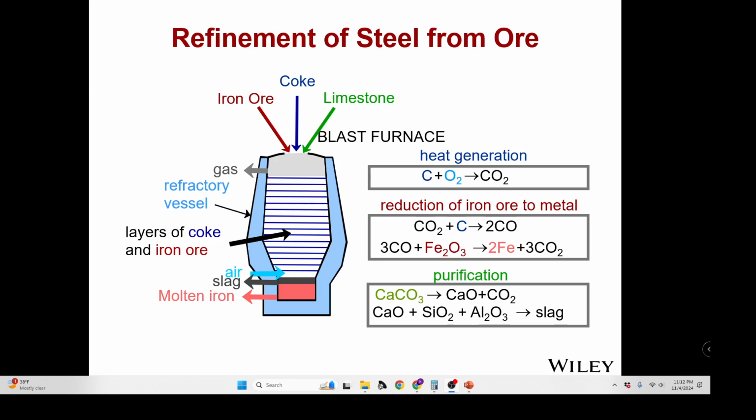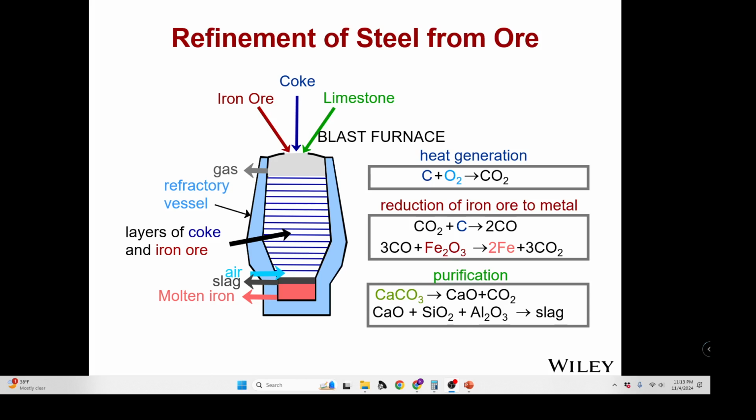So starting from ore, they add in iron ore, limestone, and coke or carbon, which is then dumped into this refractory vessel. It's held at a very high temperature. The layers of coke and iron ore get stacked. There's some amount of air that gets blown in, there's slag that comes off, and then there's molten iron that reaches the base where the highest temperature is.